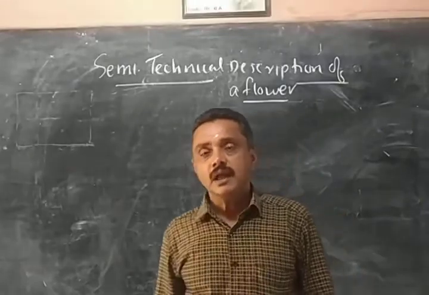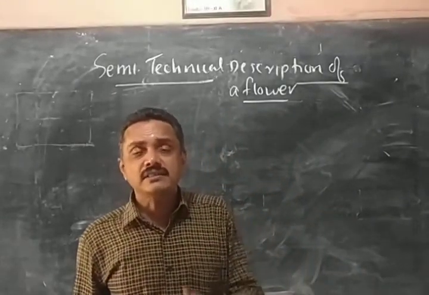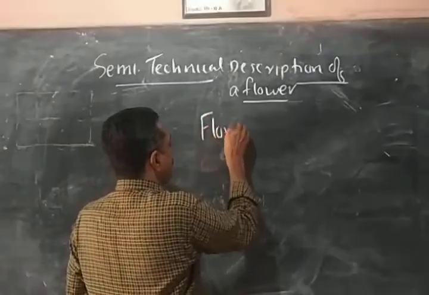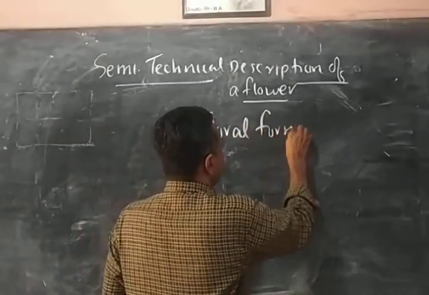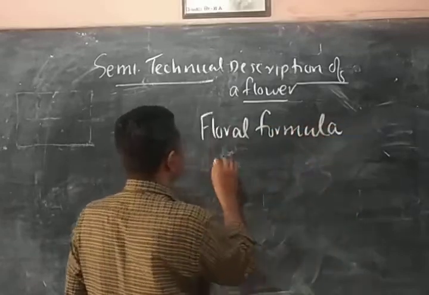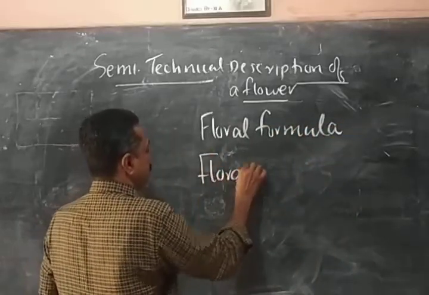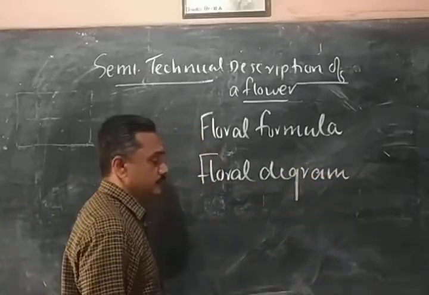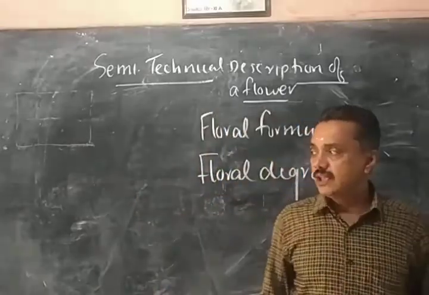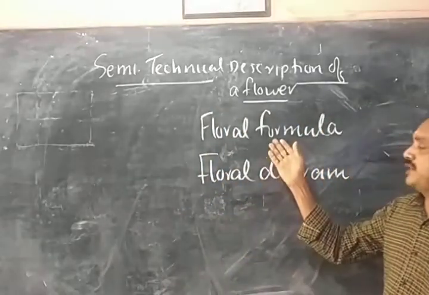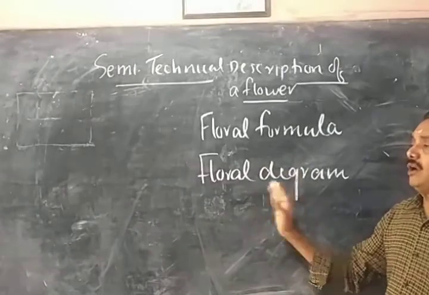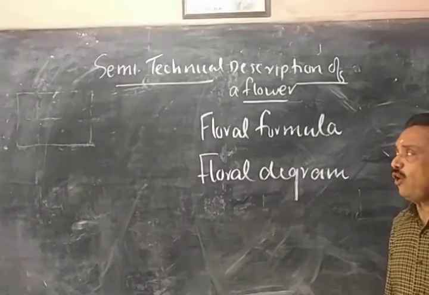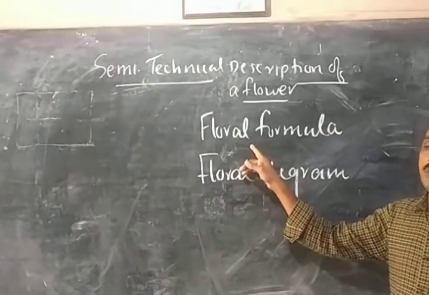See, there are technical terms. There are two methods of representation. One is called floral formula and the other is called floral diagram. We explain the flowers in two methods: one is called floral formula and the other is called floral diagram. And first of all, I will explain the floral formula.